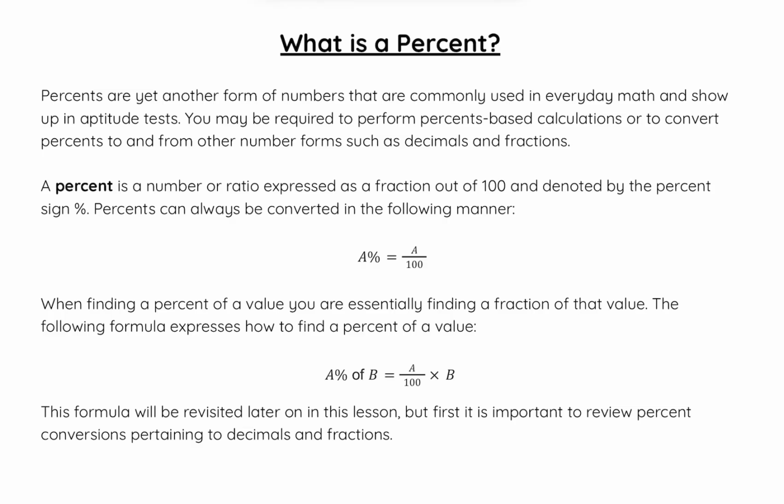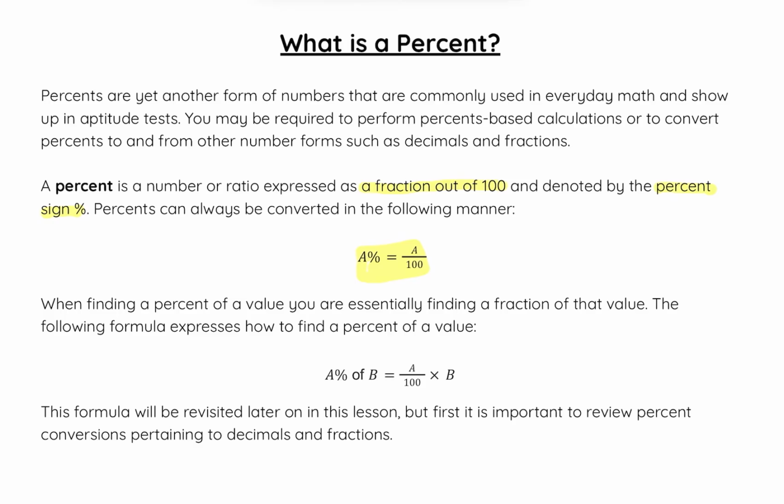So what is a percent? A percent is a number or ratio expressed as a fraction out of 100. So we denote percents using the percent sign. Percents can be converted in the following manner. So essentially you would take the percent and write it as a fraction out of 100. So this is our formula for that: A percent equals A over 100.